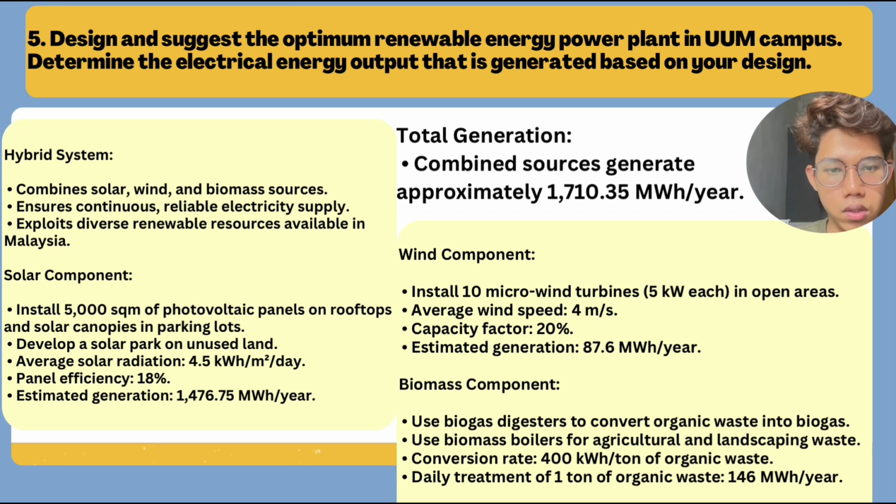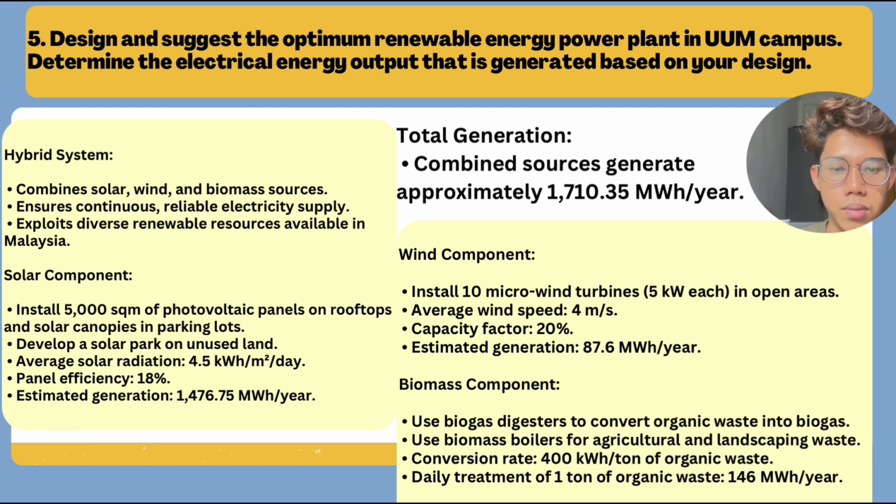Next, we can use the wind component. Install 10 micro wind turbines, 5 kilowatts each, in open areas. The average wind speed is 4 meters per second. Capacity factor is 20%. Estimated generation is 87.6 megawatt hours per year.